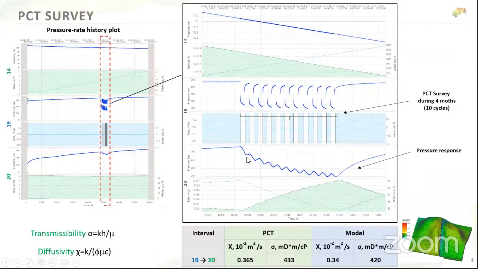From those parameters of time and amplitude, we calculated reservoir diffusivity and reservoir transmissibility, and compared this data with the actual numbers in the reservoir model. You may see that these are more or less the same values of reservoir properties between wells number 19 and 20. Of course, we cannot assess those properties between wells 19 and 14 because there is a sealing fault between them.